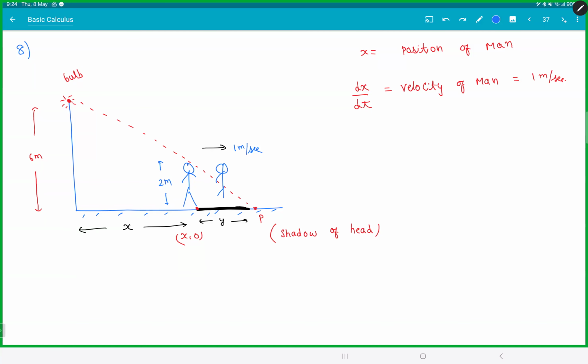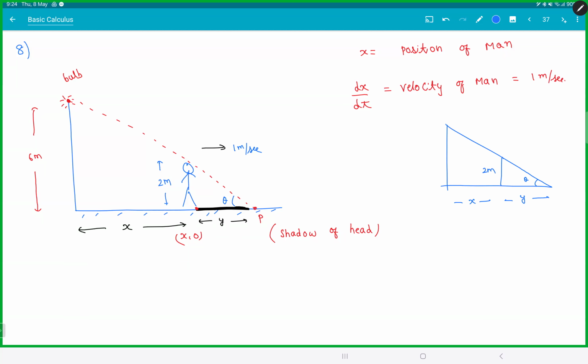Now, if you look at these coordinates, you can clearly see by geometry, if you take this as theta, this is 2 meters, this is theta, this is y, and this is x, and this is 6 meters. So tan theta will be opposite side 6 by adjacent side x plus y. If you take the small triangle, tan theta is also 2 by y. Cross multiply, this will be 3y is equal to x plus y. I cancel that. Then I get 2y is equal to x, and then I get y is equal to x by 2.